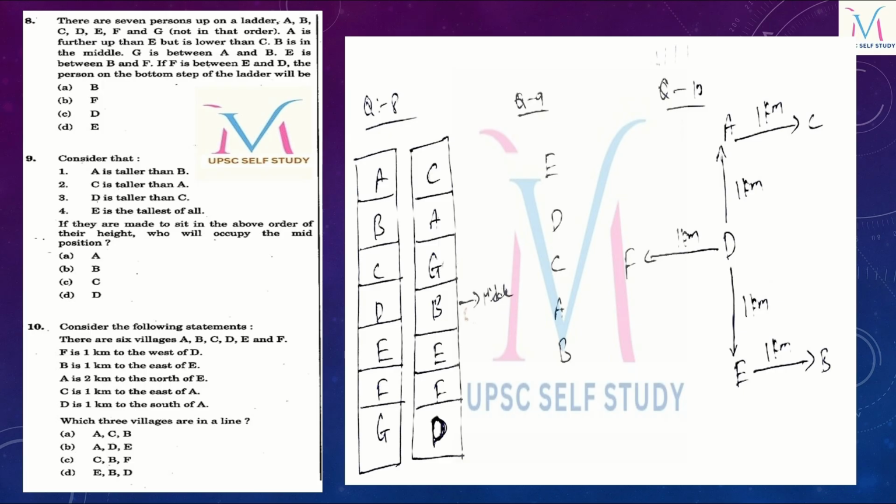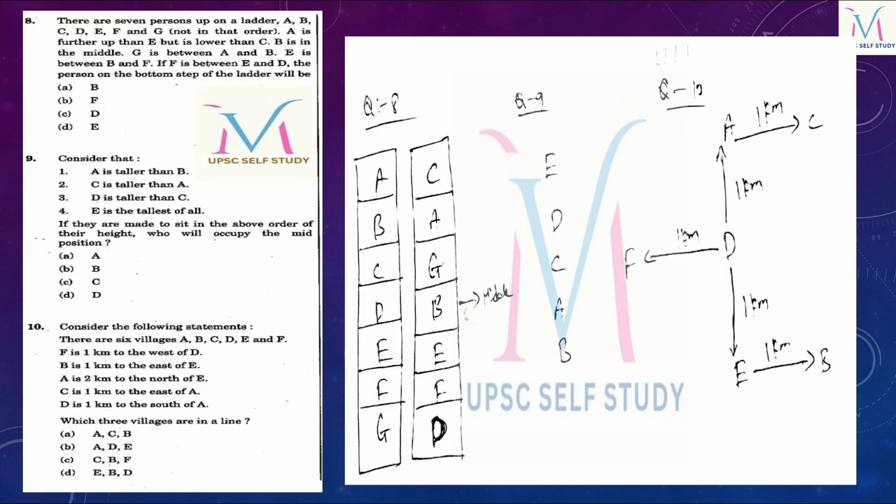And the ninth question is also the same thing. Look, A is taller than B. We should write A above B. C is taller than A. Look, C is taller than A. Next, D is taller than C. Look at D is taller than C, I have written D there. And E is tallest of all. E is tallest of all.